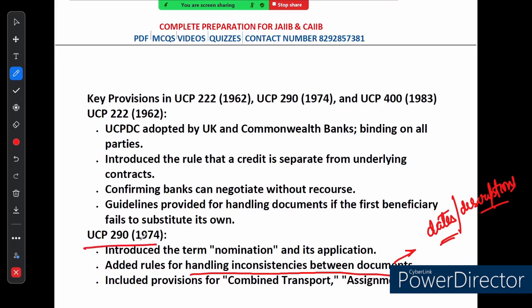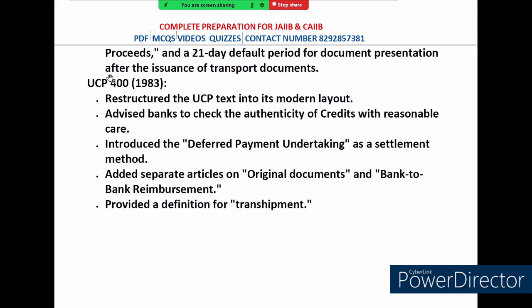This version also includes provision for combined transport, which refers to goods being transported by more than one mode, like sea and rail. The next is assignment of proceeds, and a 21-day default period for presenting documents after issuing the transport document. These additions were designed to keep up with the changing logistics and needs of global trade.